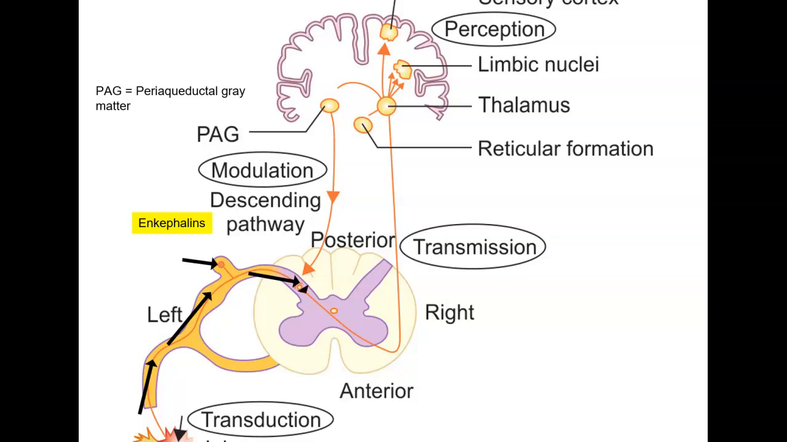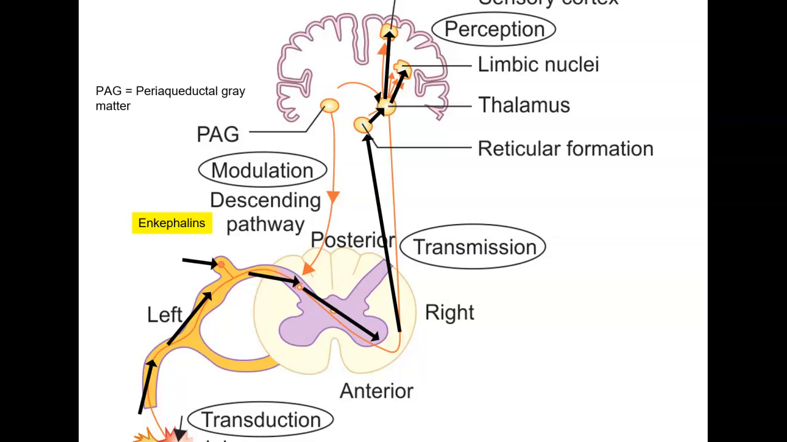It's going to pick up an interneuron, cross over, and then pick up an ascending track. That ascending track is going to take it really to the reticular formation. The reticular formation will take it to the thalamus. The thalamus will choose to send it directly to the somatosensory cortex so we can perceive it. And it'll also send it to the limbic system so we can emotionally respond to it. The limbic system being our emotional response center of the brain.